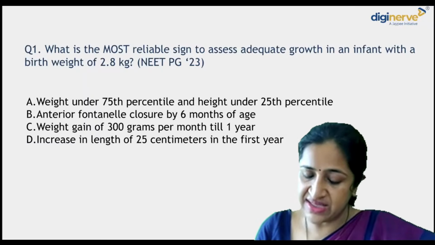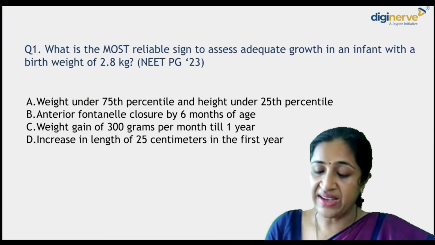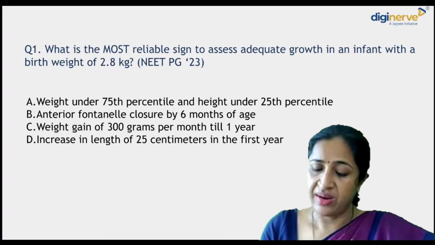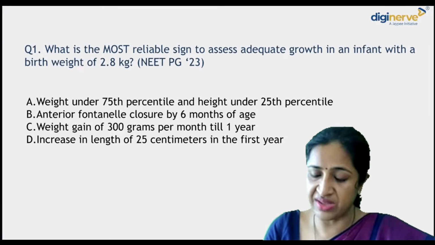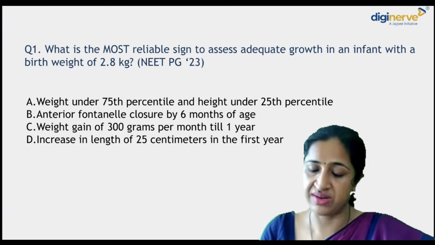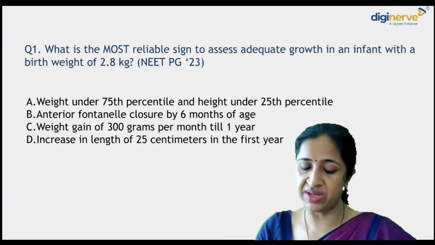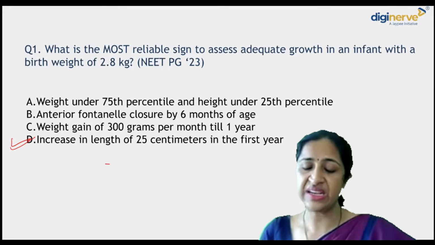Is it weight under 75th centile, height under 25th centile, anterior fontanelle closure by 6 months of age, weight gain of 300 grams per month till 1 year, or increase in length of 25 centimeters in the first year? For those who have been listening, I think there's no doubt on this. The correct answer is D.